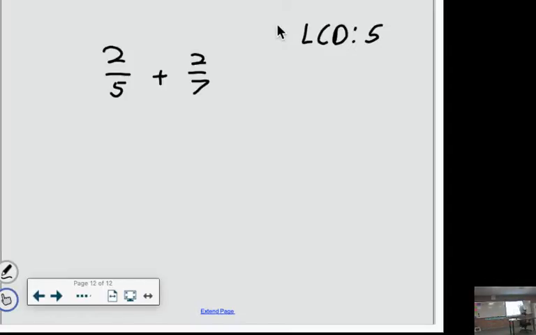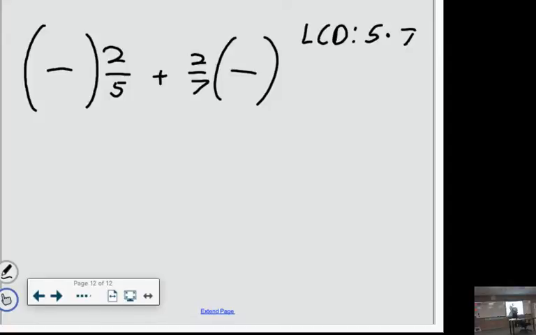Now I'm going to look up here at this spot, and what's missing? Well, I don't have the 7. So my LCD is 5 times 7. Now I'm just going to put some parentheses up here because parentheses represent multiplication. And I'm just going to draw a line here.